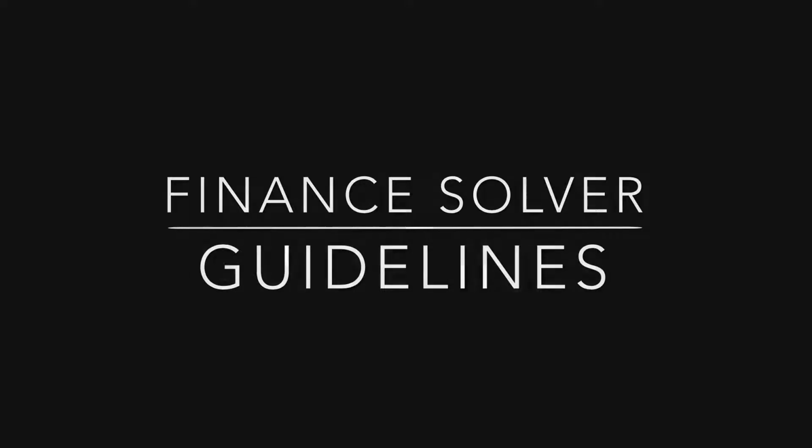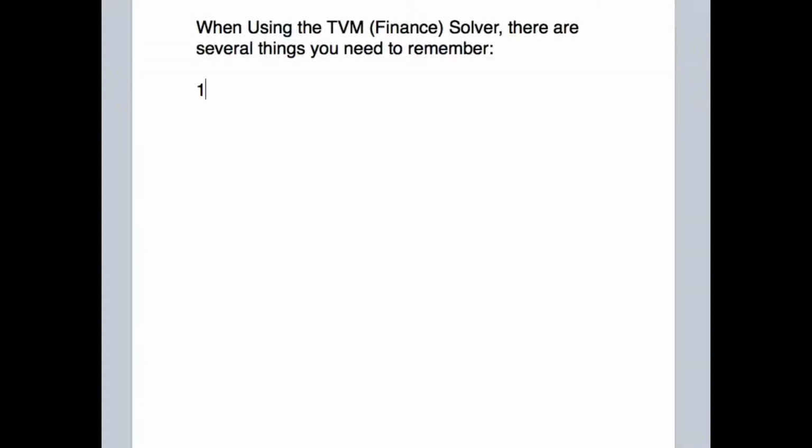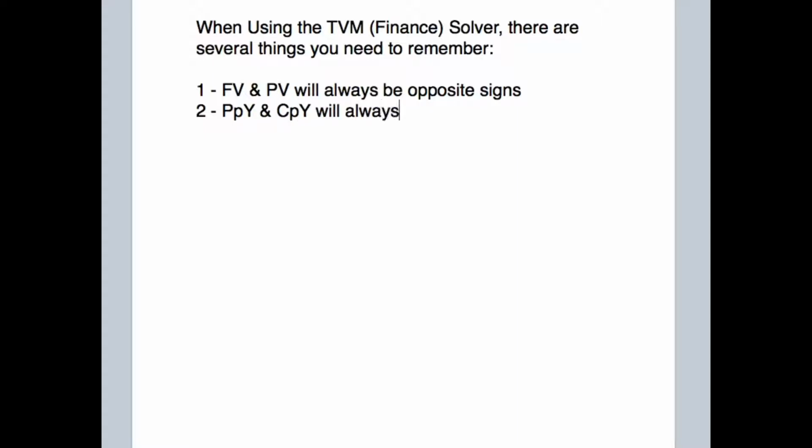We'll go through a few guidelines for using the finance solver when we put this into the calculator. The finance solver, there are several things you need to remember. First, future value and present value will always be opposite signs. Second, payments per year and compound periods per year will always be equal. And this is just simply for our purposes.